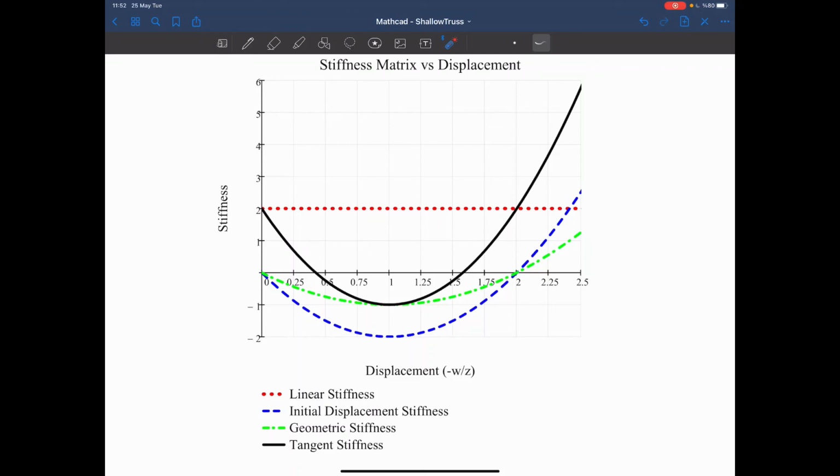Now this one is the initial displacement stiffness. So as it deforms, we see a negative behavior in the initial displacement. This means that when I write the equilibrium equation in the deformed configuration, if we forget about the geometric stiffness, due to the deformation, the stiffness of the system, of the structure, decreases. But of course, the total stiffness is the summation of all these three, and we see this black curve.